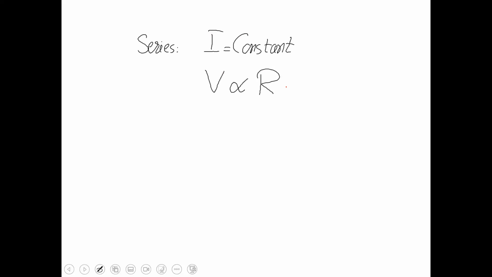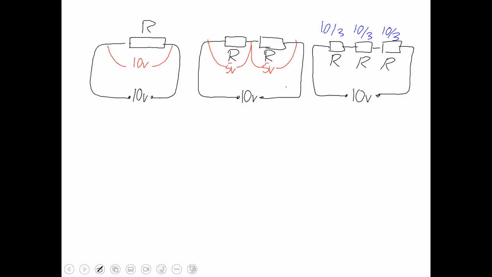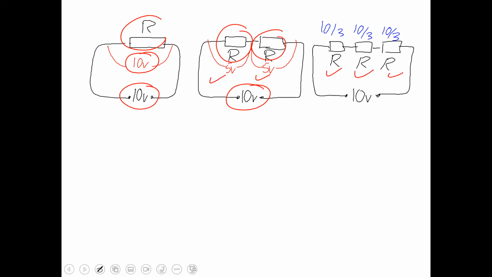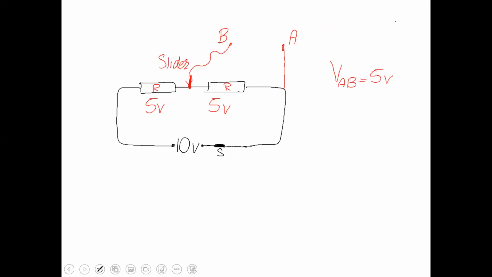Now, in a series circuit, current is always constant. Let's talk on this topic a bit more again. In a series circuit, current is constant. So voltage is proportional to resistance. So when you have a single 10 volt resistor, it will get all the voltage. On a 10 volt supply, if you put two resistors, they will divide the voltage. If you put three resistors, they will divide the voltage in three parts. So as you keep on increasing the resistors in series, you can divide the voltage further.